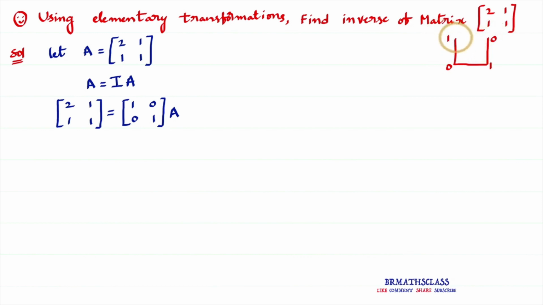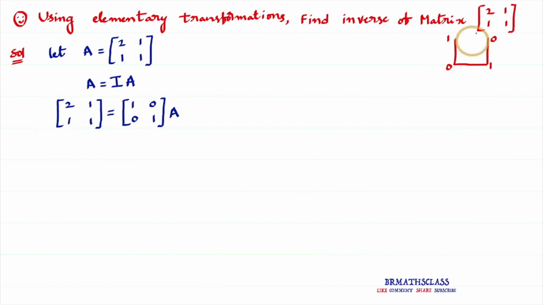Try to understand. U rule. First I'll make the first element 1. Immediately below element I'll make 0. After that I'll come here and I'll make this element 1. And then I'll come here. I'll make this element 0. This you will understand in the procedure. What I am trying to do, I am trying to convert this matrix into identity matrix by using U rule.